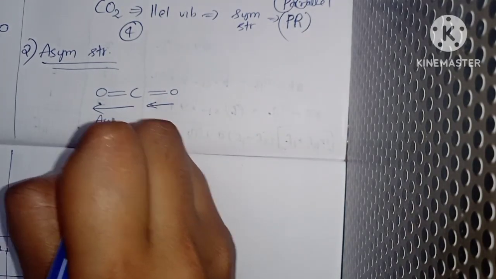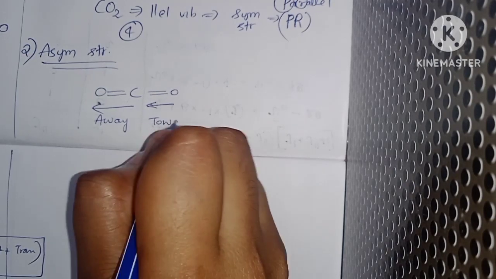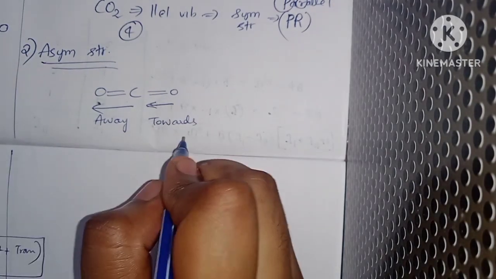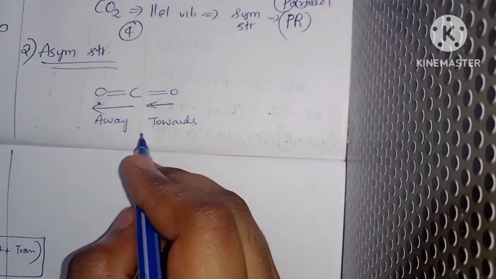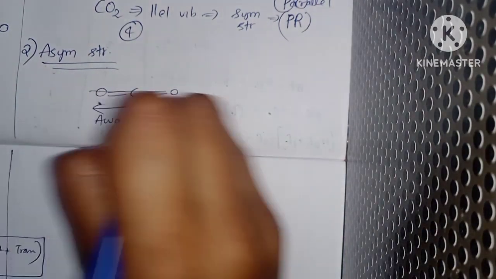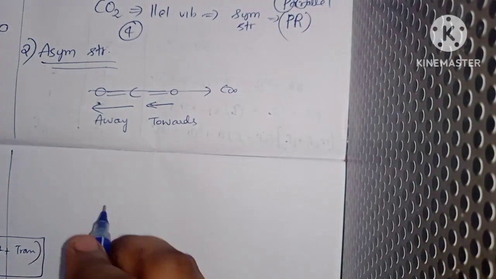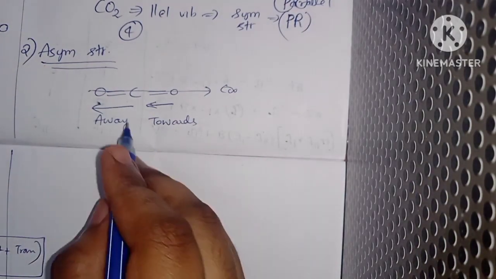So one is away, one is towards. So two different types of actions. Now it is called asymmetric stretching. So before the vibration there is C infinity present, and now we are checking after vibration.